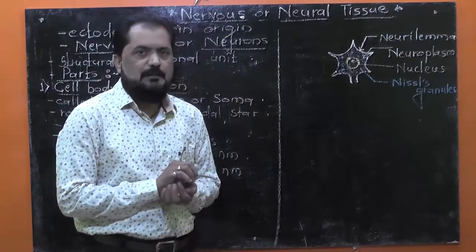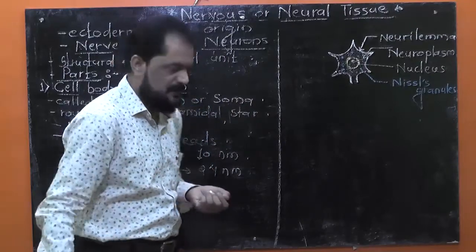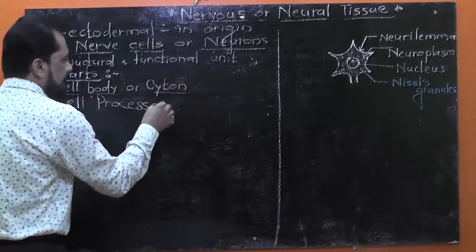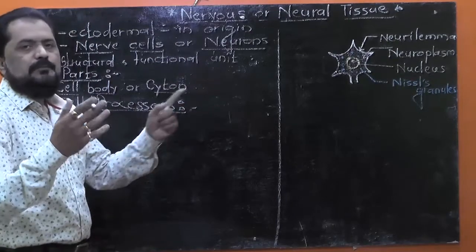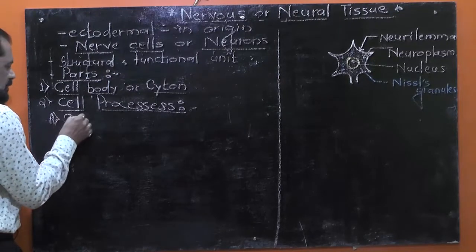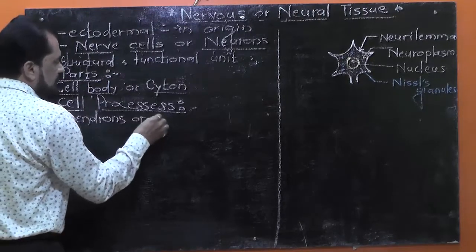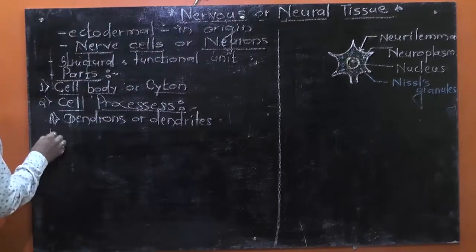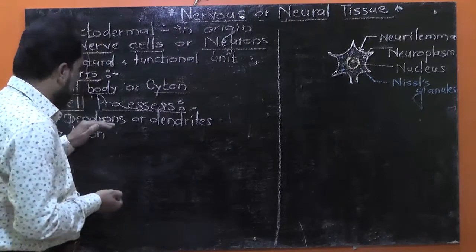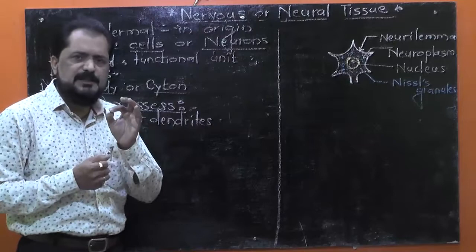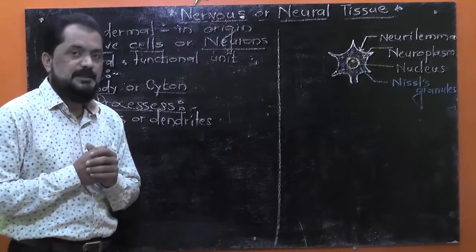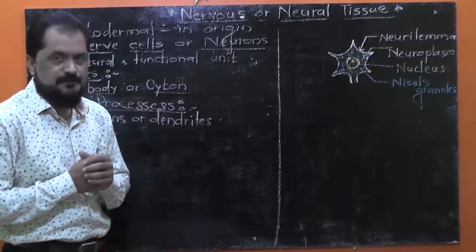Now let us talk about the nerve cell processes. There are two different types of cell processes: first, Dendrons or Dendrites, and second, Axon. Let us talk first of all about the Dendrons or Dendrites. There is a slight difference between these two terms. First of all, let me tell you what are Dendrons.